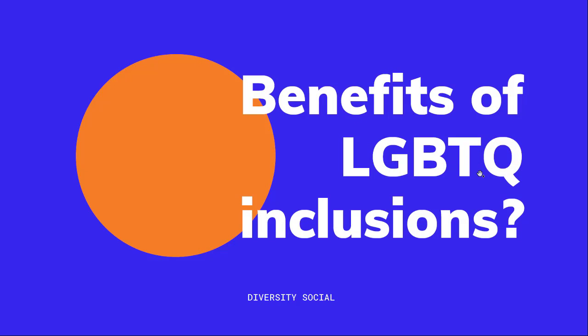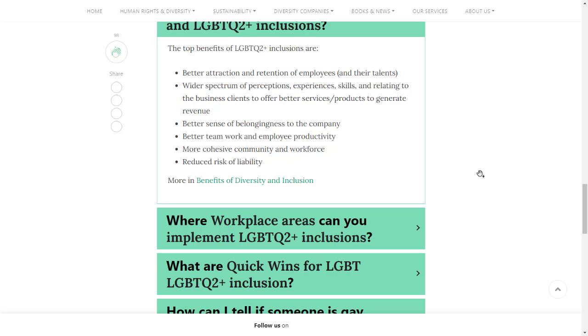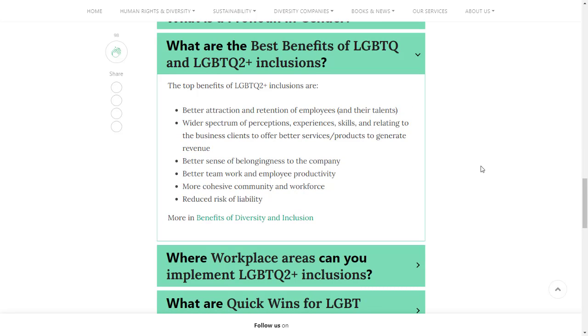What are the benefits of LGBTQ inclusion? There are many benefits for LGBT inclusion, and here are 6 of them. First, being inclusive to the LGBTQ community can help you to retain employees and different talents. You are not going to drive away talents because of their sexual orientation or their gender.